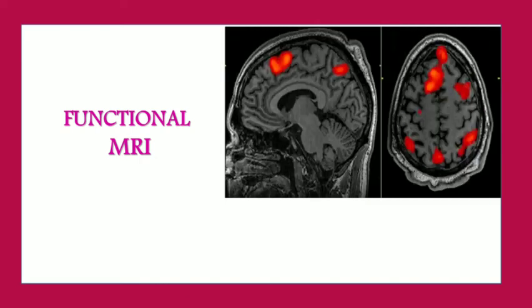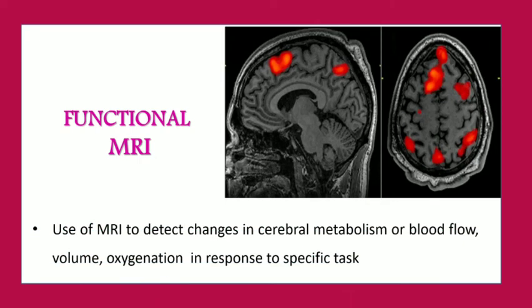The functional MRI is used to detect changes in cerebral metabolism or blood flow, volume, and oxygenation in response to specific tasks given to the patient.